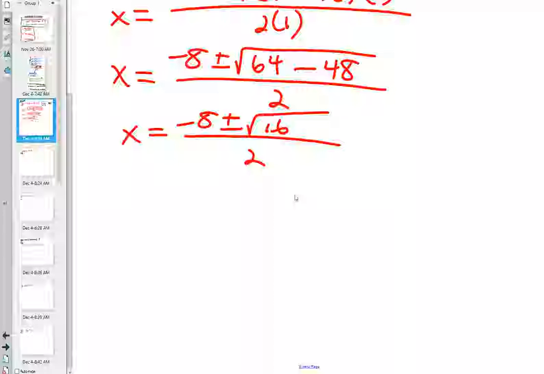Well, the only thing I've done so far is the discriminant. I ended up with a positive 16. So what I now know is how many solutions I'm going to have. Because I have a positive discriminant, how many solutions am I going to have? I am going to have 2 real solutions.